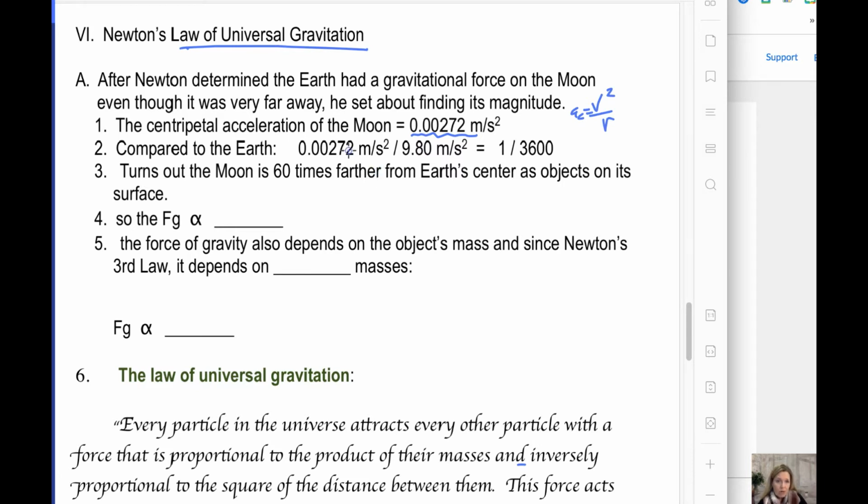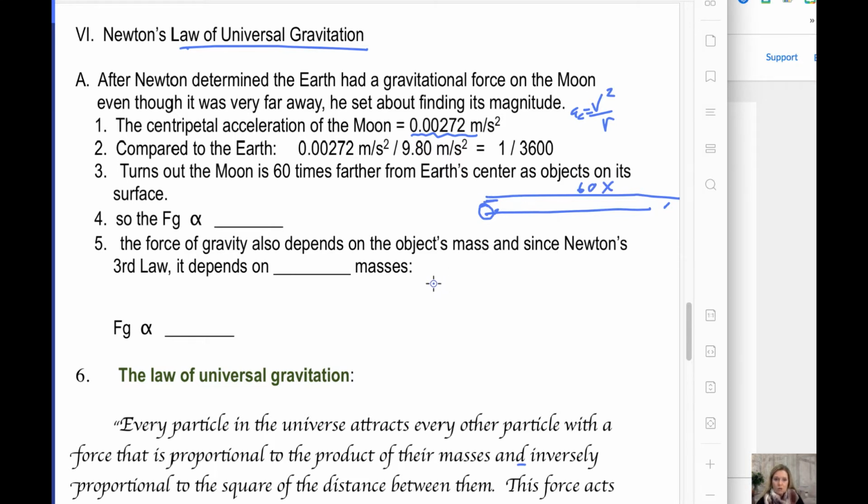So anyhow, he took these numbers and divided, and he noticed it's 1 over 3,600. Then he thought a little bit more, and it turns out the moon is 60 times farther from Earth's center than objects on the surface. So if we draw the Earth and you had some object here, the moon's distance compared to the center of the Earth is 60 times further. This is 60 times Earth's radius, basically, okay?